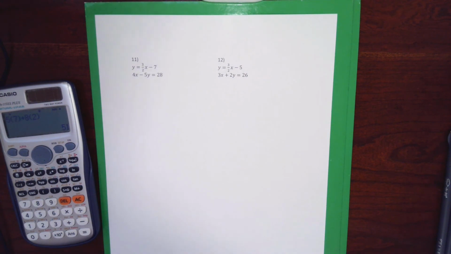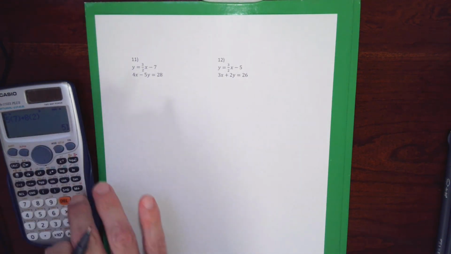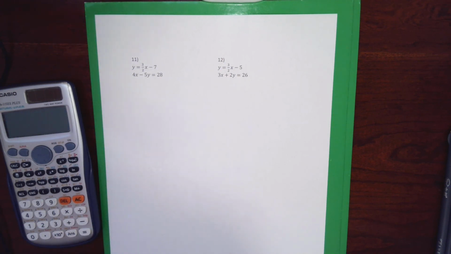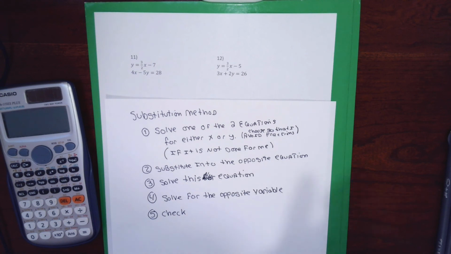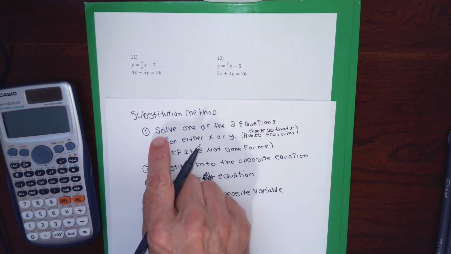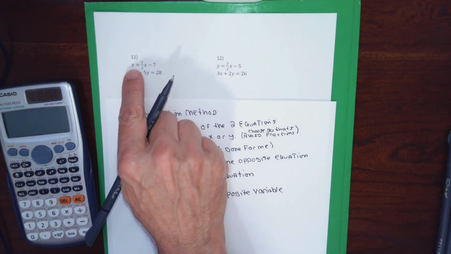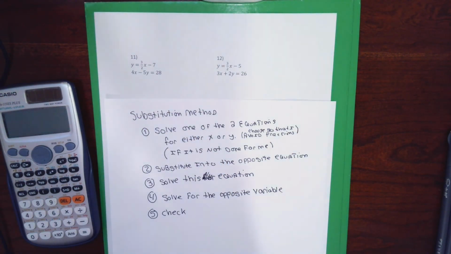Numbers 11 and 12 are awful. Let's do 11 together. I usually won't do the substitution method if I see fractions, but I'm going to. So we're going to work on 11 as opposed to 12. Step 1 is solve one of the equations for x or y. If it's not already done, it's already done. In number 11, the top equation is solved for x, so I don't need to do step 1. It's already done for me.